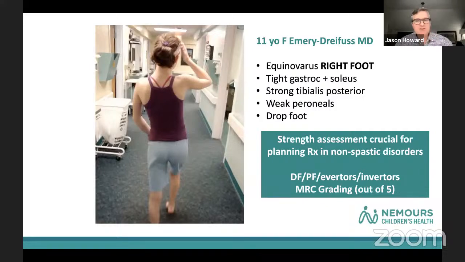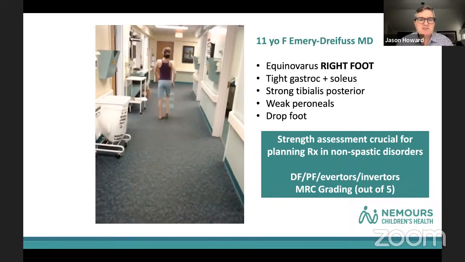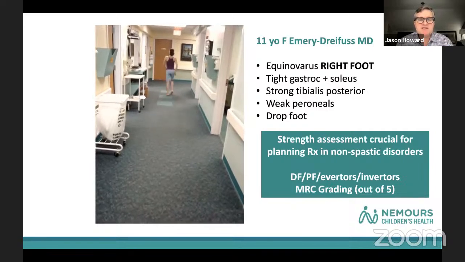Here's a child with Emery-Dreifuss muscular dystrophy. These kids stay ambulatory for a lot of their life. They have problems mostly related to peroneal dysfunction, so they get equinovarus feet. This child also has a tight gastrocnemius and soleus. So here's her picture. Just look at the right side. You can see she's in equinus. Sorry, it's kind of small.